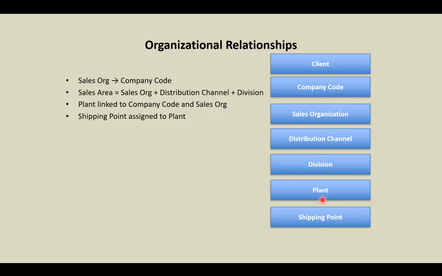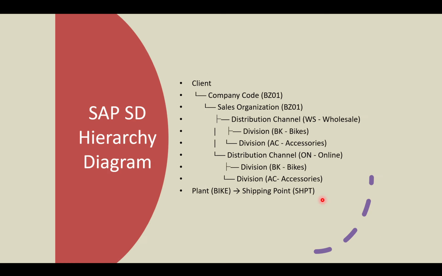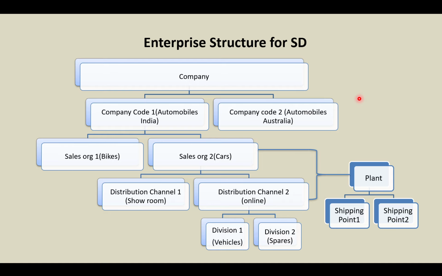So these all are interconnected. I will show you one hierarchy level diagram so that it will be easier to understand. Here, like I said, client or company is the highest level in the enterprise structure. Then we will be having company codes.